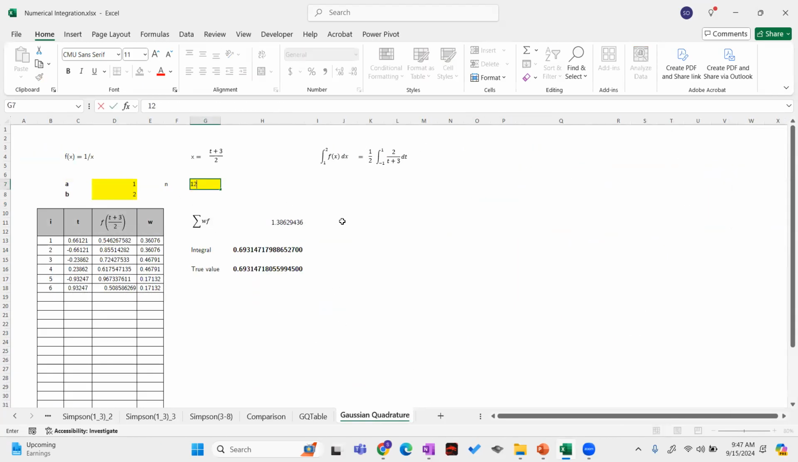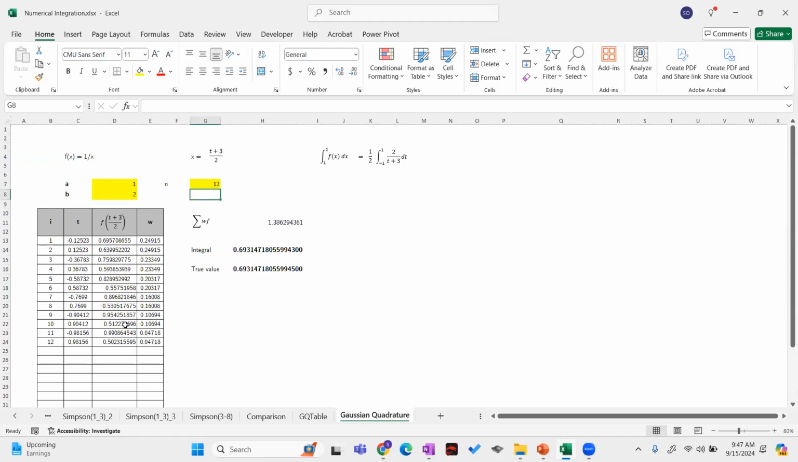With 12 steps here, 12 sample points here, this is accurate up to, you can clearly see, right? 1, 2, 3, 4, 5, 6, 7, 8, 9, 10, 11, 12, 13, 14 decimal points. So clearly a winner. Okay.